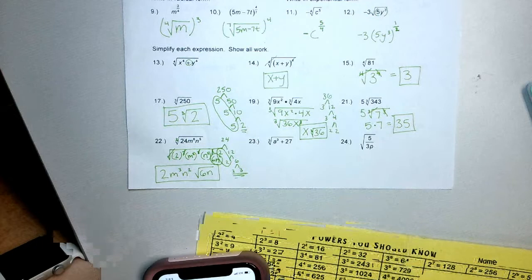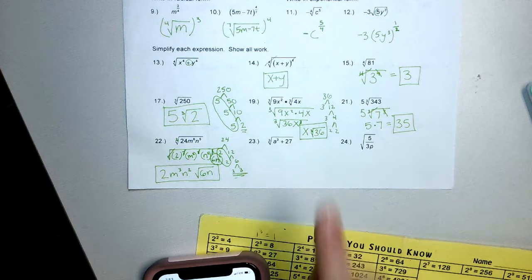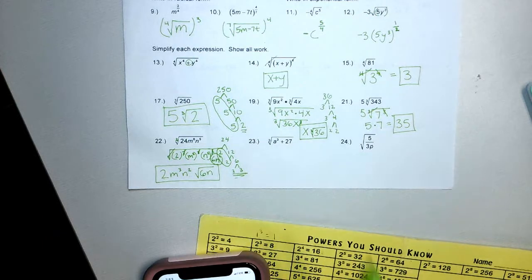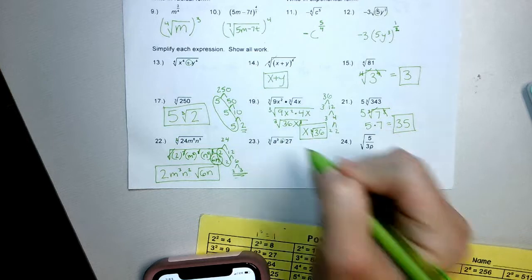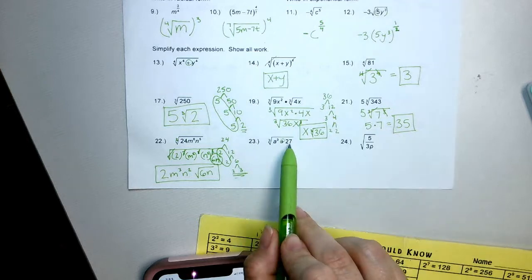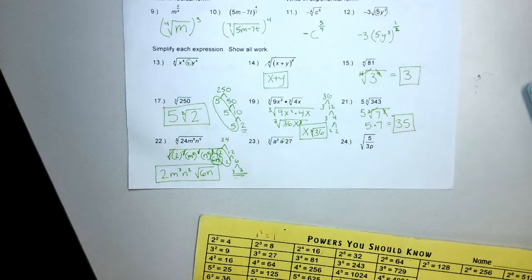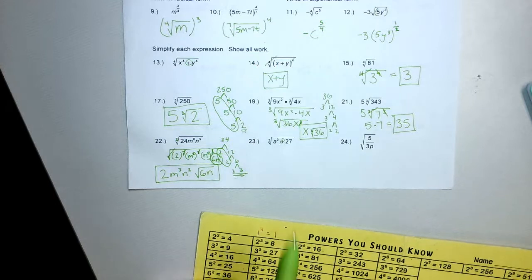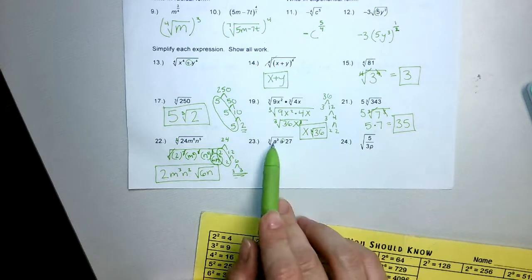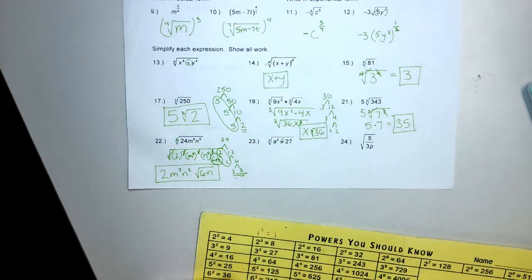Can we simplify this? No, it's just like number 13. There's a plus sign in the middle, okay? This, I could technically rewrite 27 as 3 cubed, right? But it's not the whole thing cubed, therefore it is as simple as it gets. It cannot be simplified.